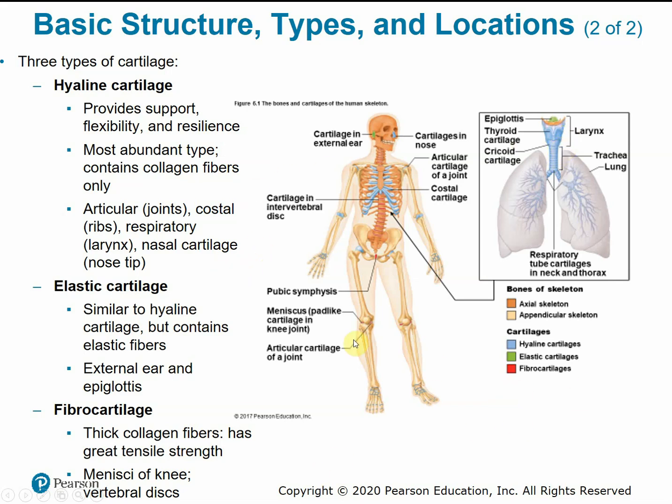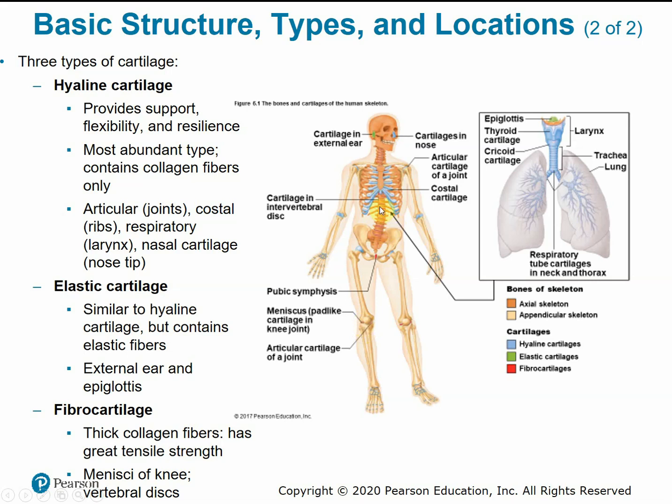Fibrocartilage, shown in red, is the most durable type of cartilage. Remember from Chapter 4 again, we said you find this type of cartilage typically in places that are subject to a lot of weight and compressive forces. So it has thick collagen fibers and the greatest tensile strength. We find fibrocartilage in the discs, or menisci, of the knee, as well as the intervertebral discs in the vertebrae.